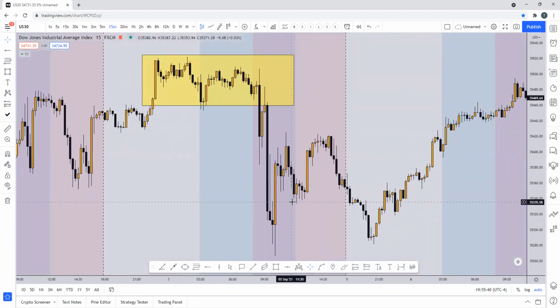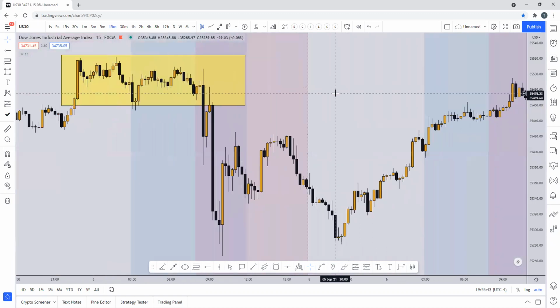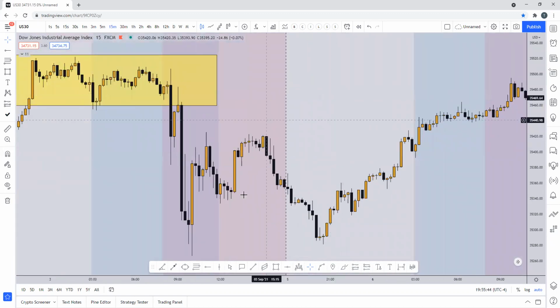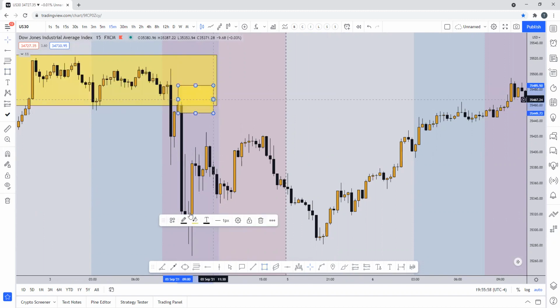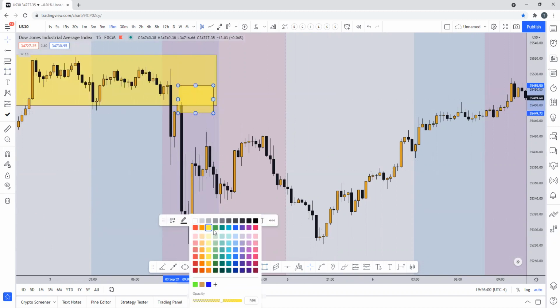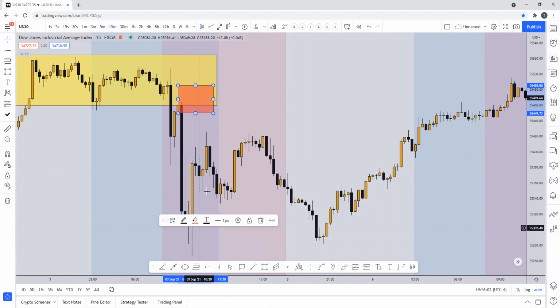The third thing that I look for is the candle that pretty much started the imbalance. And if I look right here, this candle started the imbalance. So if I just highlight this whole area, bring this over now, and let's change the color to red and just extend it over.